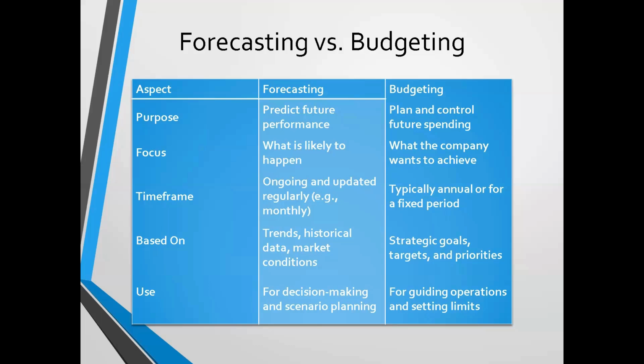In short, we can summarize that forecasting is about predicting what is likely to happen in the future based on current trends and past data. It's flexible and often updated regularly. While on the other hand, budgeting is about planning what a company wants to achieve. Usually over a year, it sets fixed financial targets and helps control expenses.